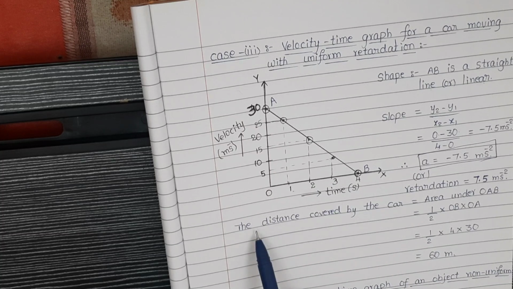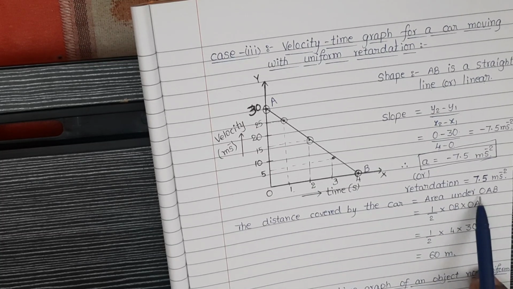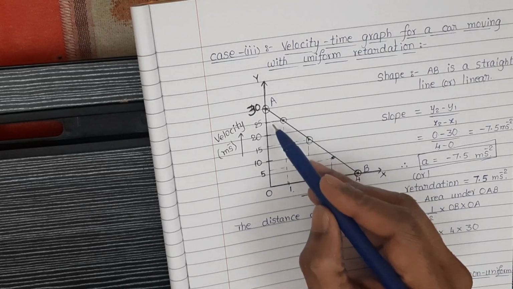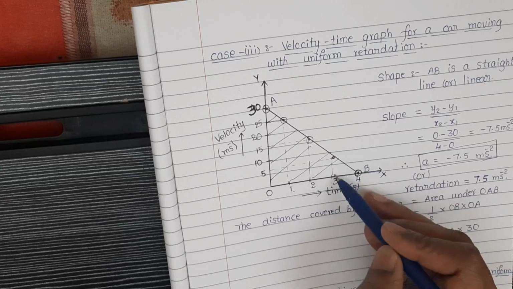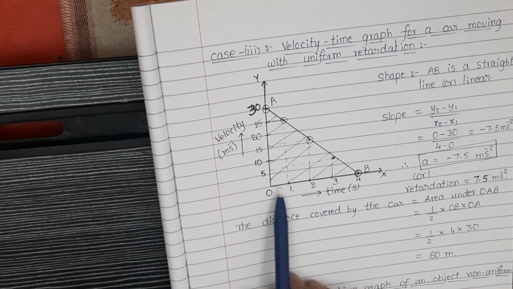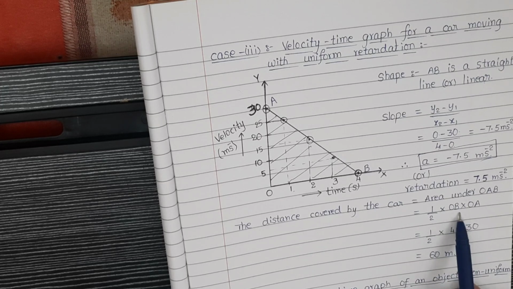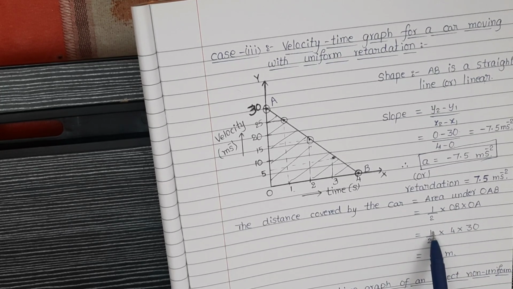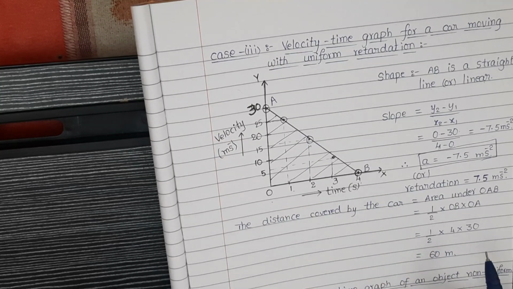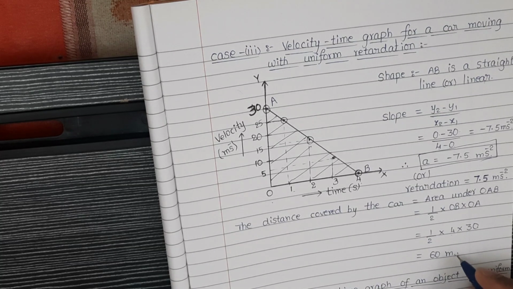Next, the distance covered by the car is equal to the area under OAB. Just like the previous case, we have to find the area covered under OAB. This all shaded area is nothing but the distance covered by the car, which is given by half into OB, base, into OA, height. Substitute the values. Half into base, which is 4, into OA, which is 30. If you simplify this, we are going to get 60 meter.